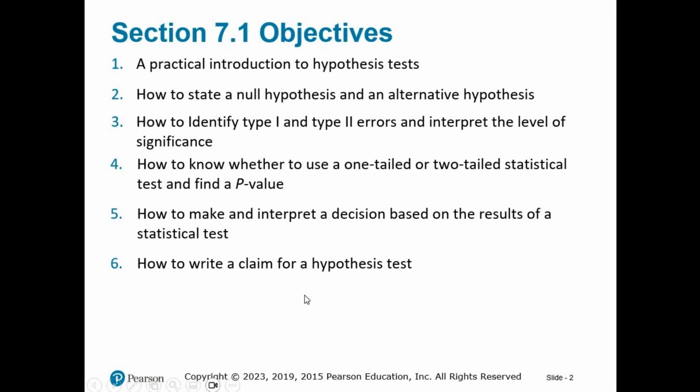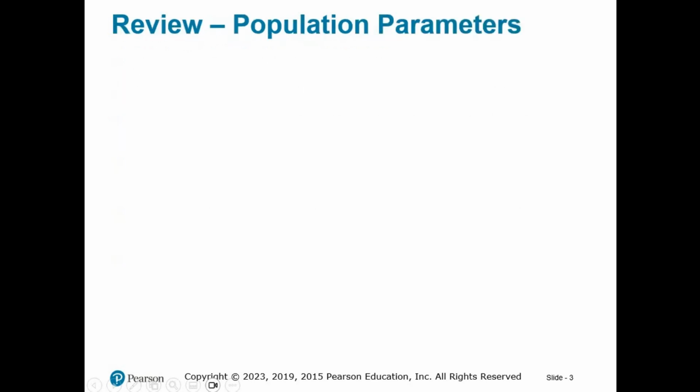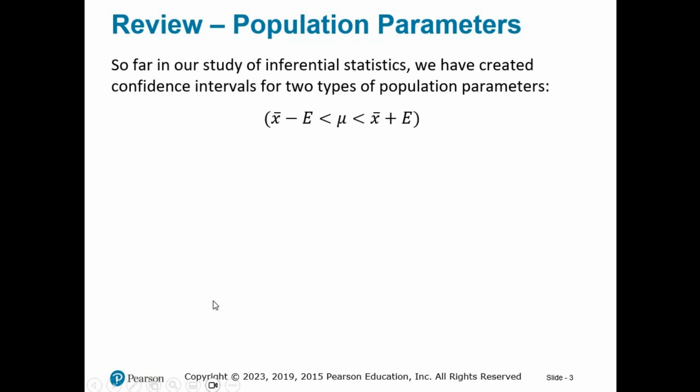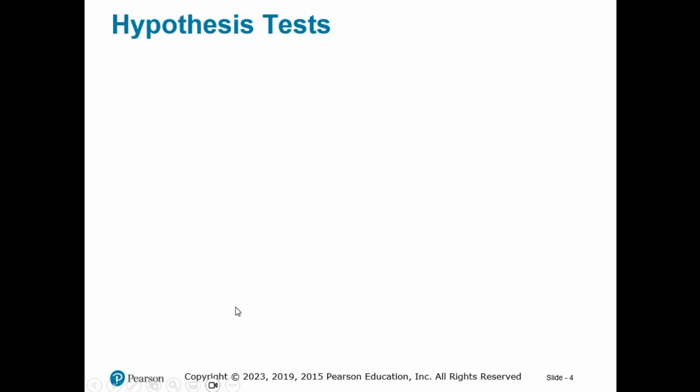Here we go. So far in our study of inferential statistics, we've worked on creating confidence intervals for 2 types of population parameters. We used an x-bar and a margin of error to create a confidence interval for mu, and p-hat and a margin of error to create a confidence interval around the population proportion, p. We're going to introduce a new topic today. We're going to talk about hypothesis tests.